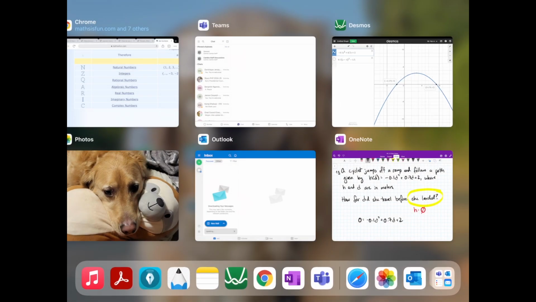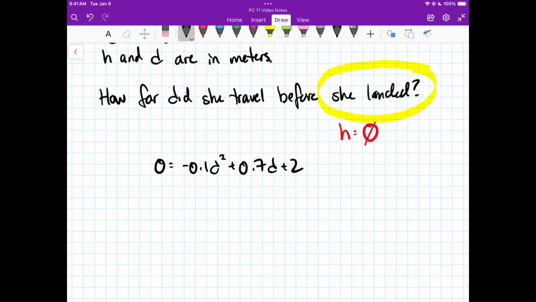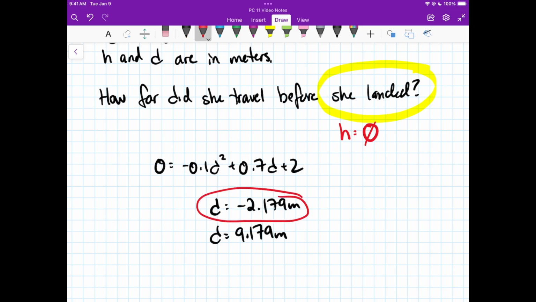So if we switch back, we have 2 options here. So we've got d equals negative 2.179 meters, or we've got d equals 9.179 meters. But if you stop and think about that, one of those numbers doesn't really make sense in the context of our question. She's probably not traveling backwards 2 meters off of the ramp, so chances are it's really just going to be that bottom one of 9.17.